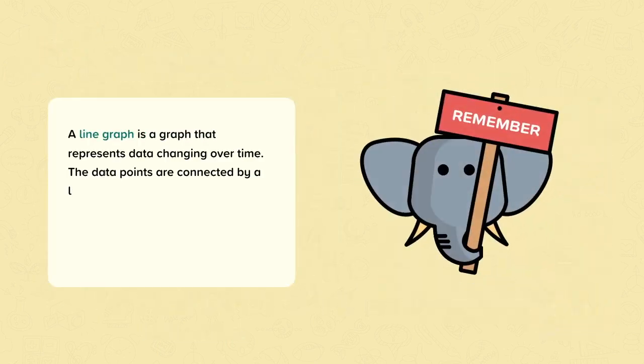Remember, a line graph is a graph that represents data changing over time. The data points are connected by a line. Make sure you read the information from the correct axis.